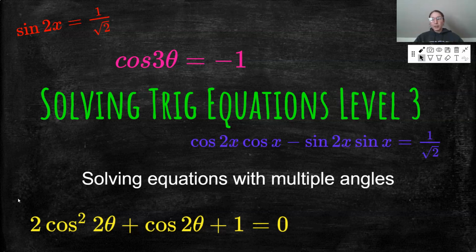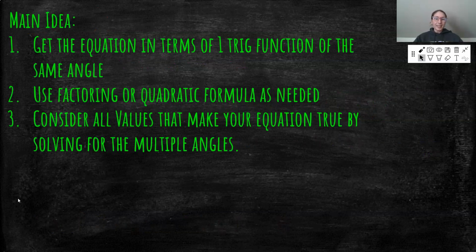Now in this video, why this is level 3 is because we're going to end up with multiple angles, like cosine of 3 theta equals number, sine of 2x equals number. And so this video is just, okay, well, how do we deal with that? The idea is still the same as the first two videos. So to reiterate, we still want to get the equation in terms of one trig function of the same angle. So of that angle being 2 theta, 1 theta, 2x, whatever, we still need to boil it down to a single trig function of the same angle. We're still going to have to use factoring or quadratic formula as needed to solve for that one trig function of the same angle.